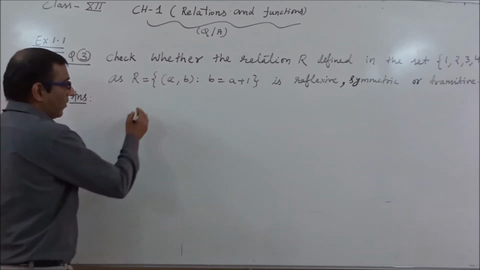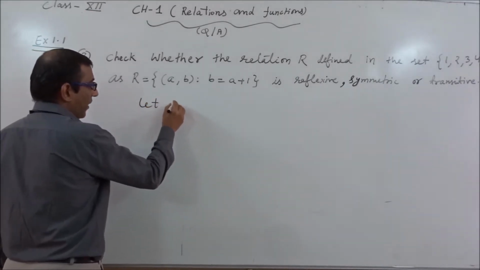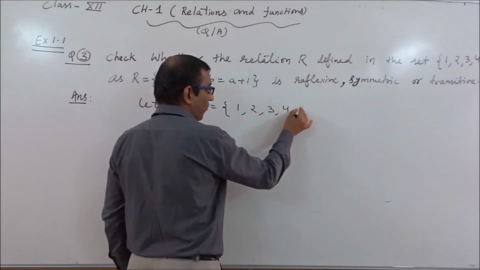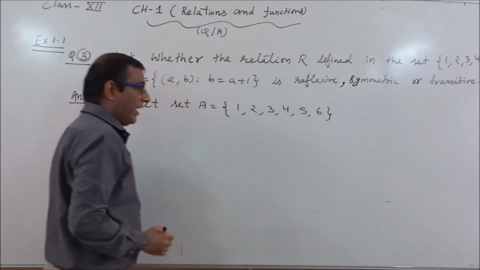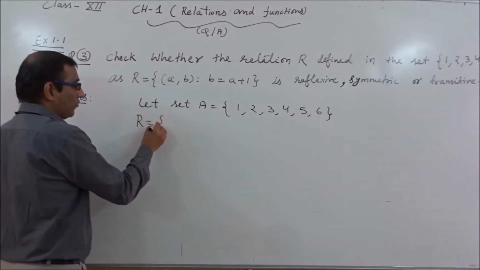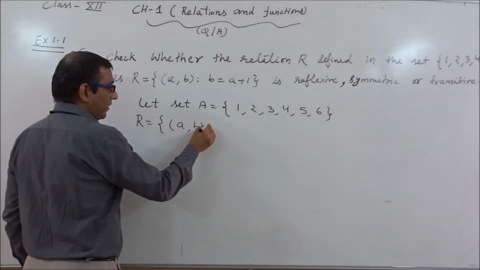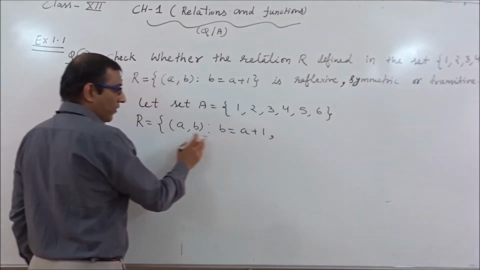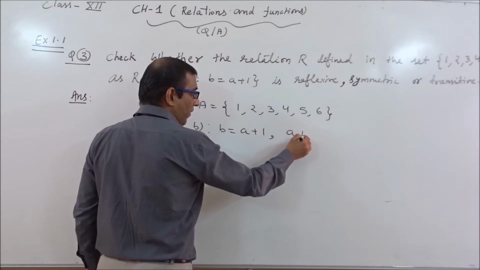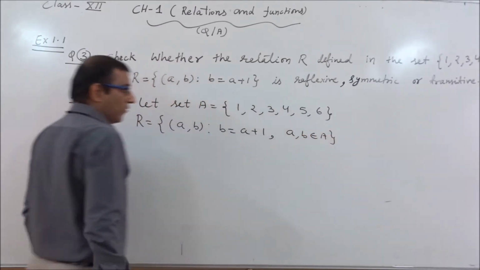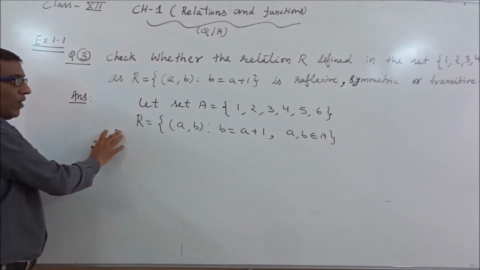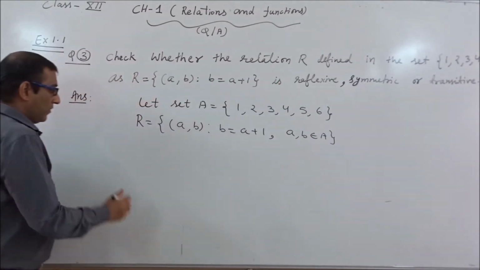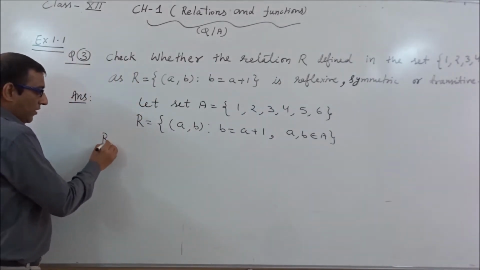So as you see, a set is given here. So let set A equals {1, 2, 3, 4, 5, 6}, and the relation is R equals {(a, b)}, which is also known as an ordered pair, where b equals a plus 1, and here we can say this a and b are members of set A. Okay, so with the help of these two things, how can we show if the given relation is reflexive, symmetric or transitive? So how can we start? First we will continue with reflexive.